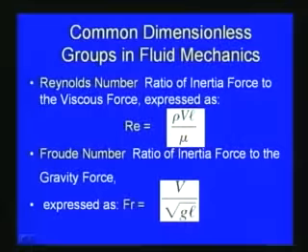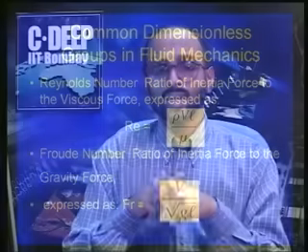Here in this slide you can see the various dimensionless groups we will discuss. First one is the Reynolds number. We have already seen the importance of the Reynolds number in fluid mechanics. By determining the Reynolds number, we can see whether the flow is laminar or turbulent, and we can classify the flow according to the Reynolds number. So the Reynolds number is one of the most important dimensionless groups in fluid mechanics.